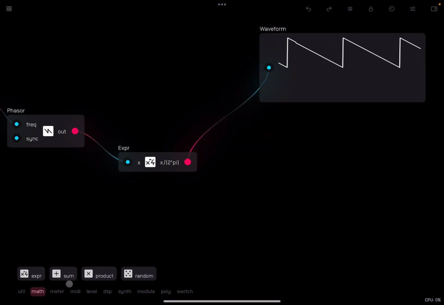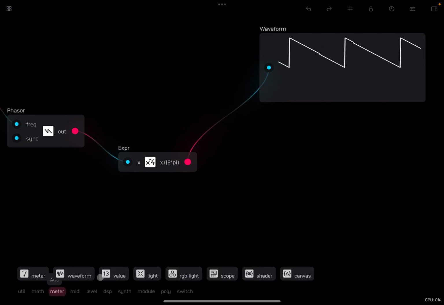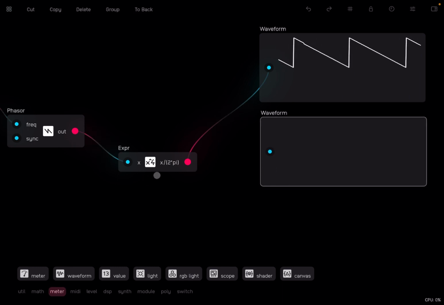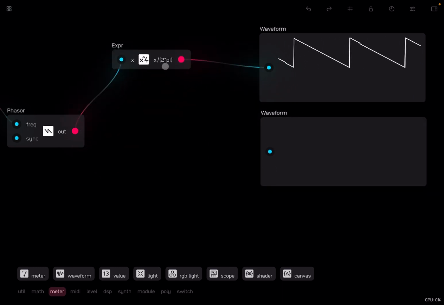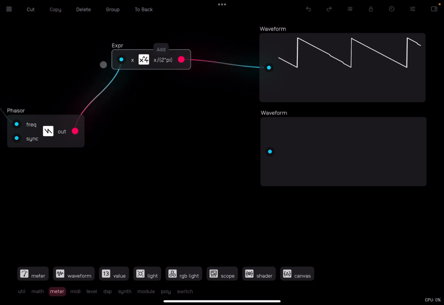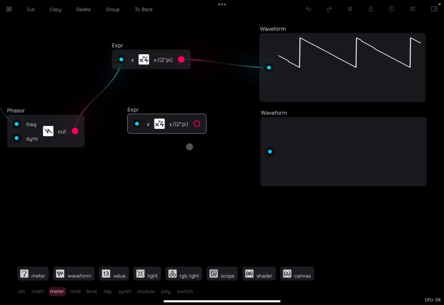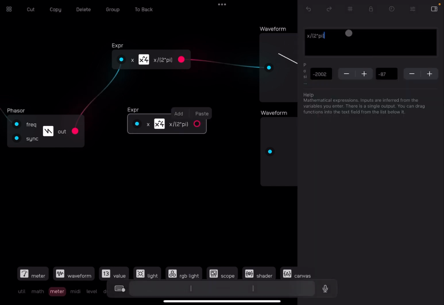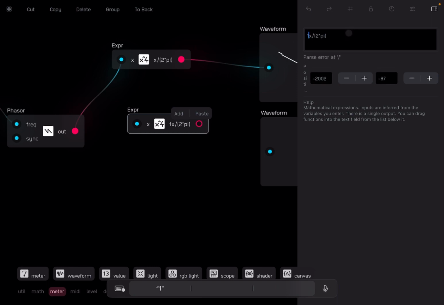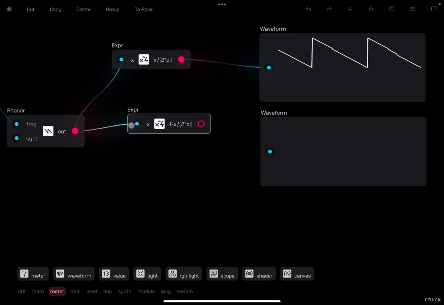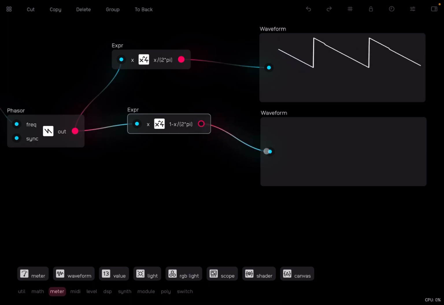Now, let's go to meter, and let's drag and drop another waveform, like so. Then we're going to select this expression, copy it, and paste it here, but we are going to modify it and invert it. In order to invert it, we just put a 1 minus the formula that is there. And let's do the connections.